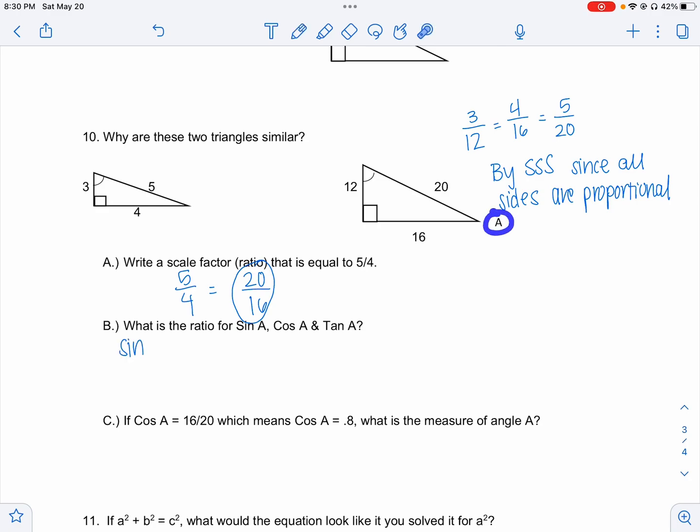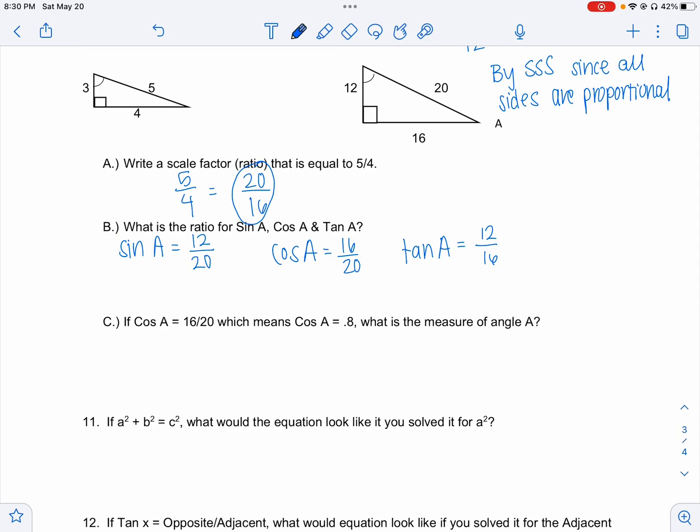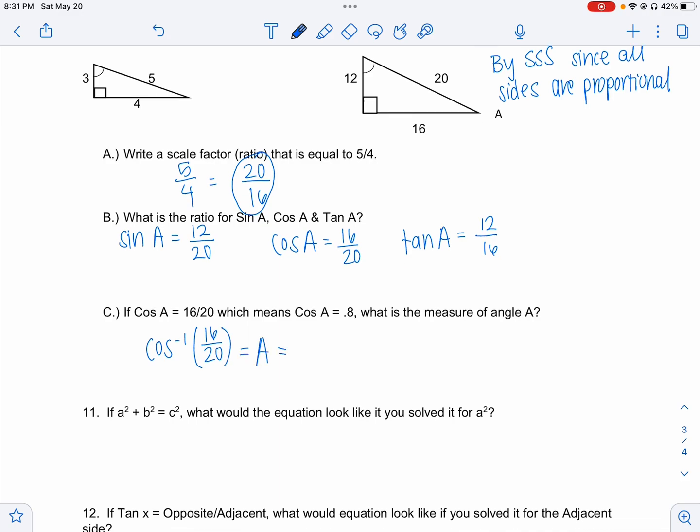Sine of A is part of the bigger triangle, so sine of A is equal to 12 over 20, since that's opposite over hypotenuse. Cosine of A equals 16 over 20, and tangent of A is equal to 12 over 16. If cosine of A equals 16 over 20, which means that cosine of A equals 0.8, what's the measure of angle A? Whenever we're trying to find an angle in a trigonometric function, we're going to do our cosine inverse of the ratio. You could also type in 0.8 there. So that means that A is equal to the cosine inverse of 16 over 20, which equals 36.9 degrees.